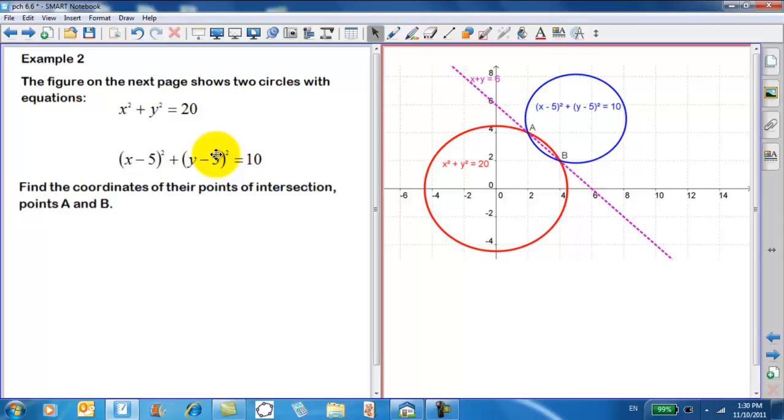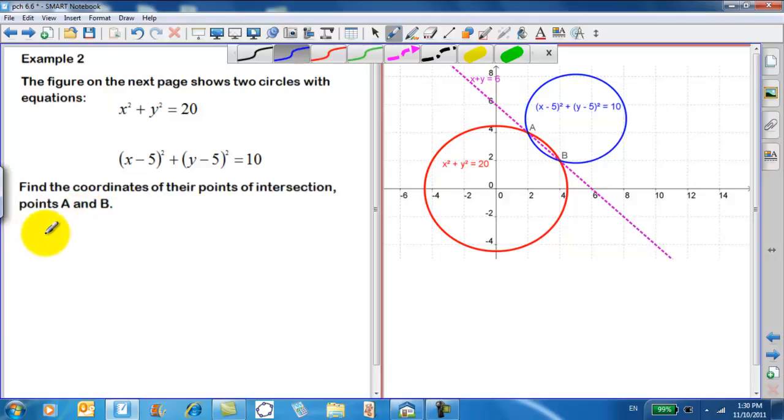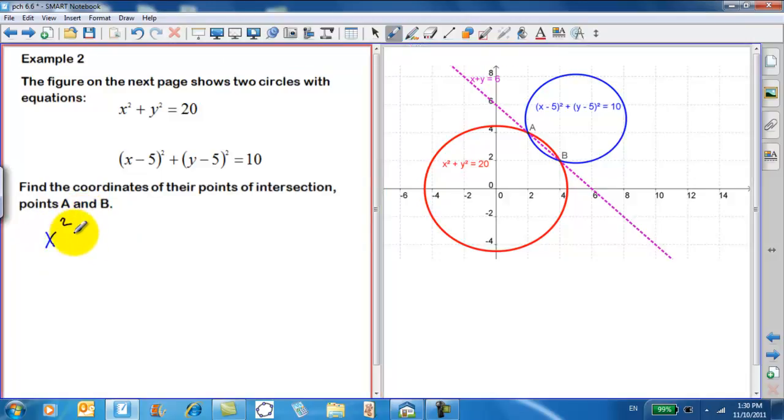Okay, and here we go, 2 circles, and we're going to try and do it algebraically now. The 2 circles clearly indicate 2 points of intersection. Looks like (2, 4) and (4, 2). And here we're taking the first equation, x squared plus y squared equals 20, and subbing into it.